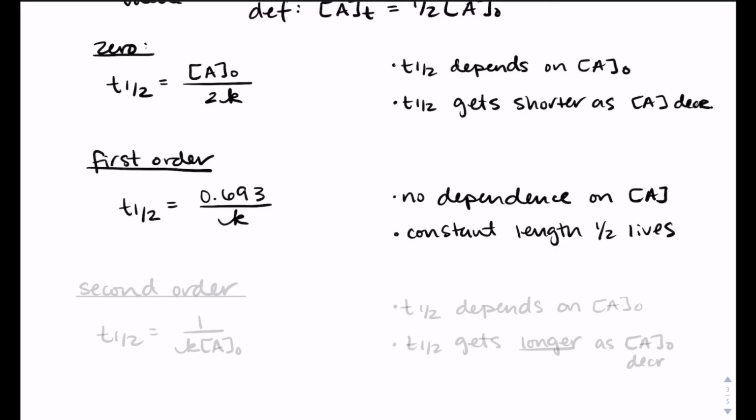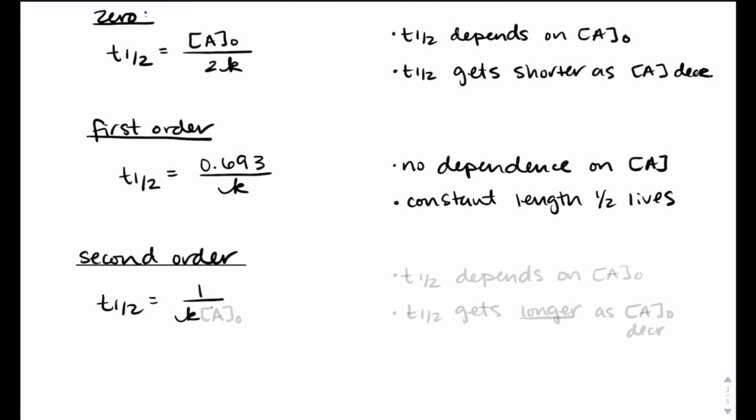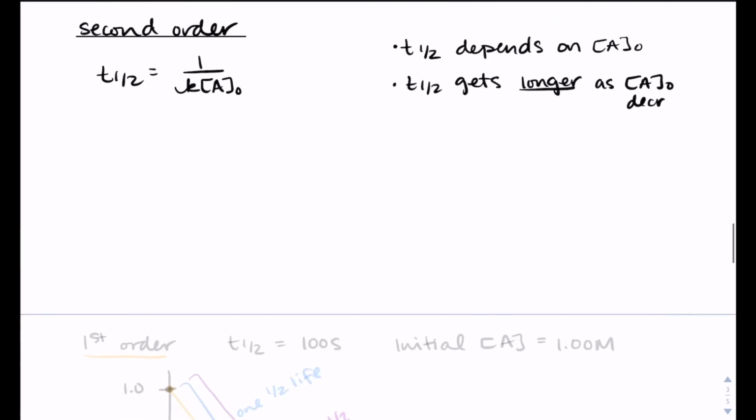For second order, you do see a dependence. The half-life is 1 over the rate constant times the initial concentration. This one's like, you really hope that something doesn't go by second order kinetics. If it's not good for you, the half-life gets longer as the concentration of A decreases. So as it goes down, it takes longer to go away. And that's because it has such a strong dependence on the concentration in the rate of the reaction. Okay, let's do a plot of this so that you can see what it looks like.